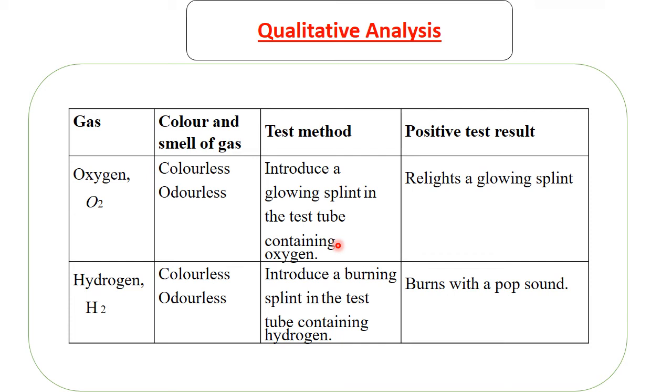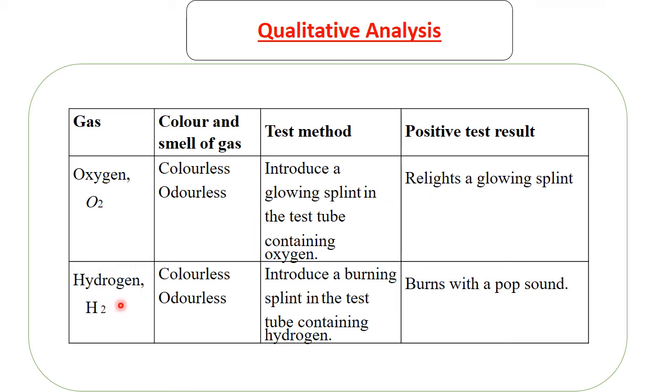So you can get a matchstick, light it and then you put it on your test tube. What's going to happen is your glowing splint is going to be relit. So it relights a glowing splint. This is the identity test for oxygen.